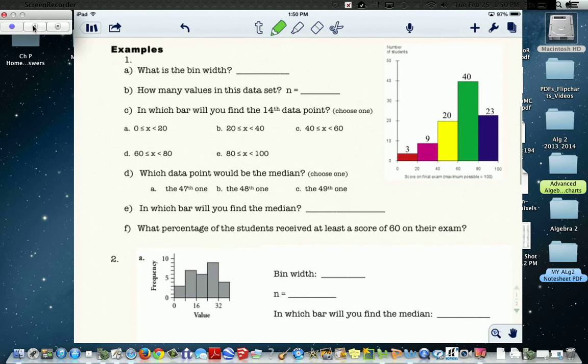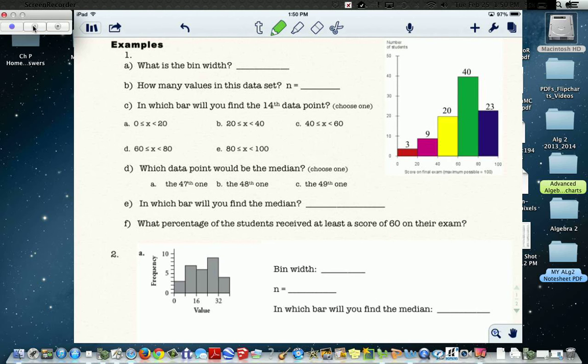When you look at the example we have here, the bin width, you can't always go by the tick marks, go by the width of the bin. These bins are actually 20 wide. How many values are in this data set? You would follow them across because the y-axis doesn't have a very good scale. We're just going to add up the numbers. 3 plus 9 is 12, plus 20 is 32, plus 40 is 72, plus 23 is 95. So it looks like we have a data set that contains 95 pieces of information.